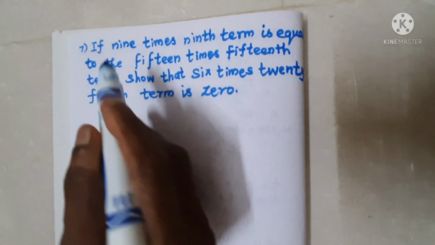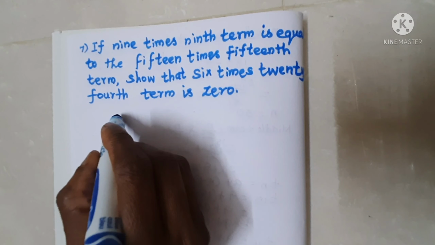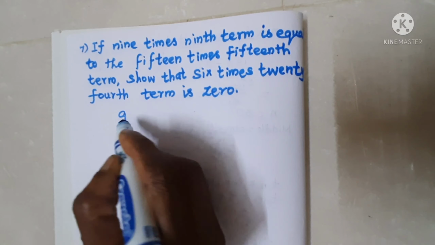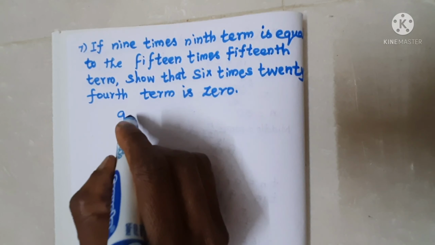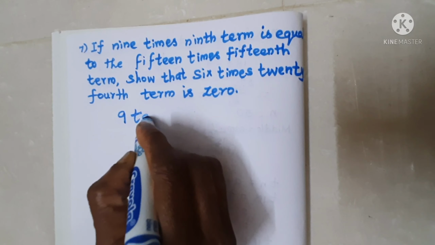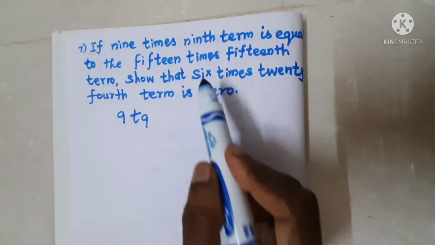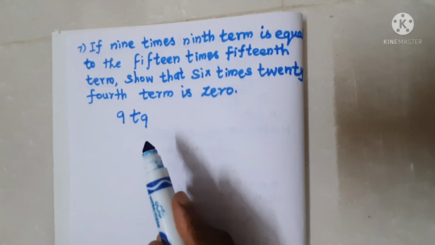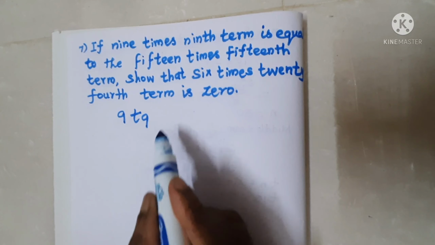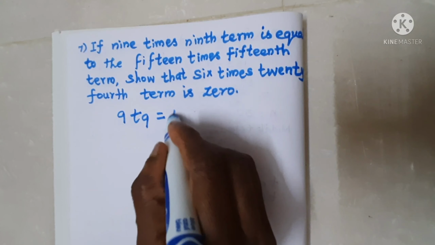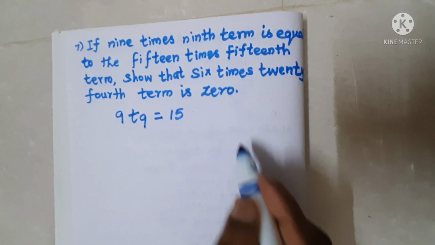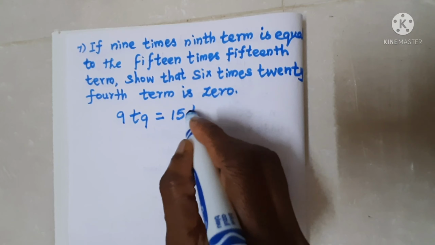You see 9 times the 9th term. 9 times means you multiply. So 9 into the 9th term means T9. For the nth term you say Tn. So instead of n, the 9th term is there. So 9 into T9 is equal to 15 times the 15th term, T15.